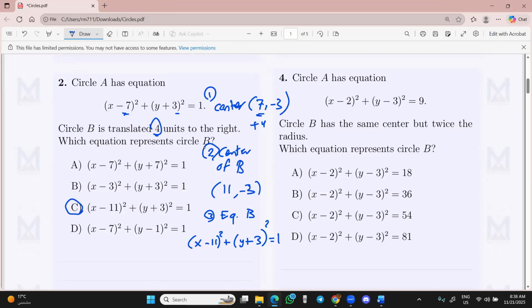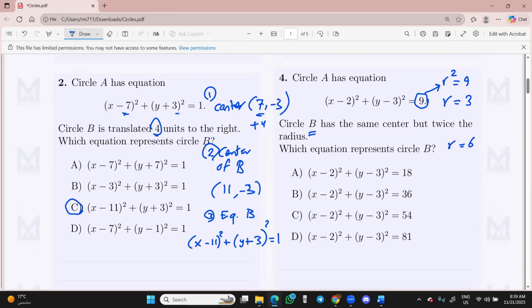Question number 4. This is an equation of a circle A, and circle B has the same center, but twice the radius. The same idea we studied before, but here we need to repeat the idea in order for you to understand the concept. So here this is r squared. Remember, this is not r. This r squared of the first one is equal to 9, which means that r itself is equal to 3. That's the first step. And then circle B has twice the radius, which means r of circle B is equal to double this, which means 6.